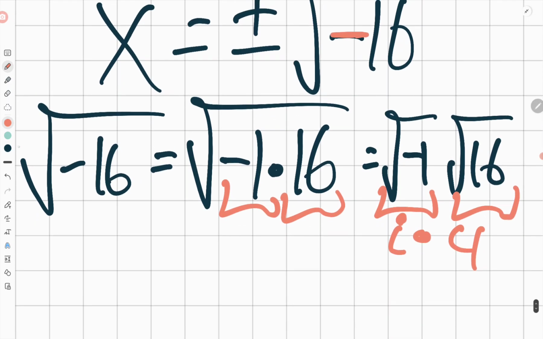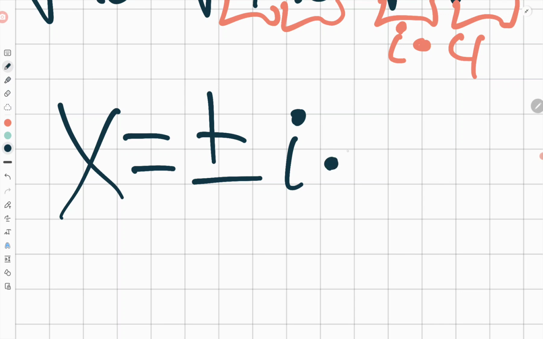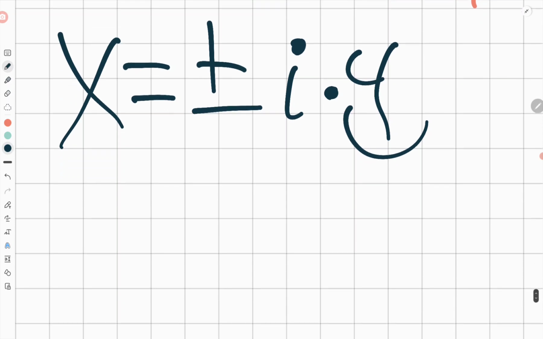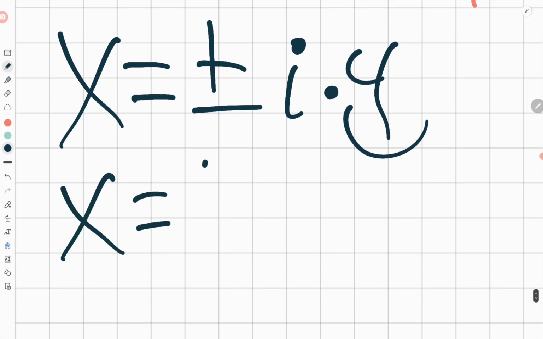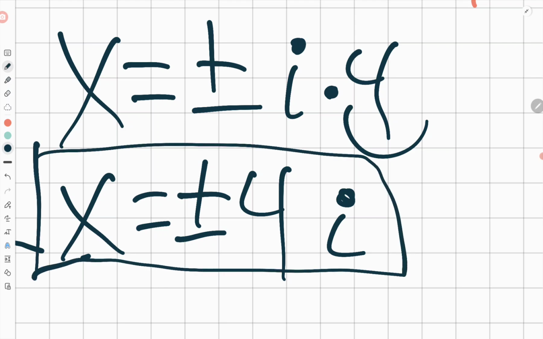Okay, so that means the following so far. x equals plus or minus i times 4. By convention, numbers like 4 come before the i. So we have x equals plus or minus 4i, and this is our final answer. This kind of number with i is called a complex number.